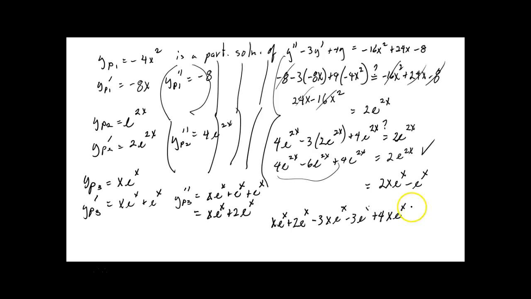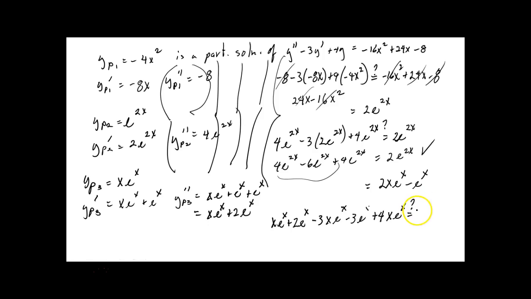And supposedly that's equal to, it drives me nuts, 2x e to the x minus e to the x. So let's see what these do. Well, here's e to the x, e to the x, minus 3 plus 4, so that's going to be a 2x e to the x, because these two add to 5 minus 3 gives us 2x e to the x. Those check off, okay?